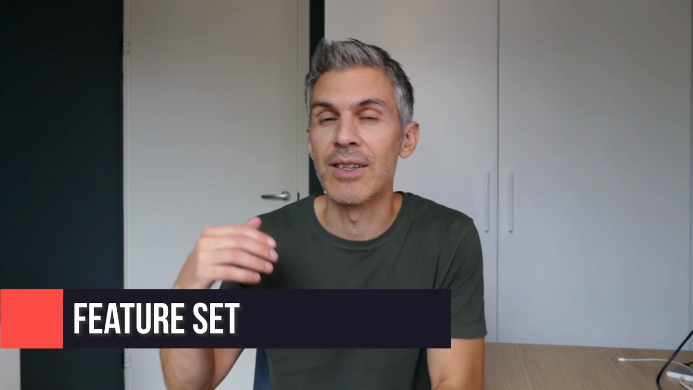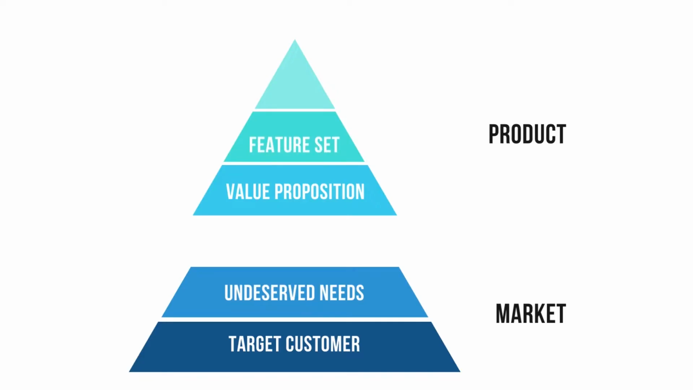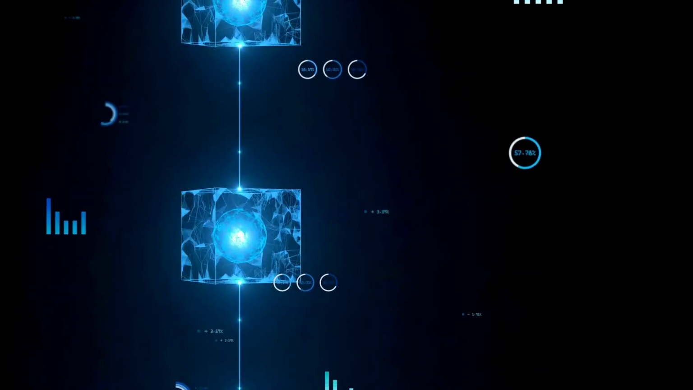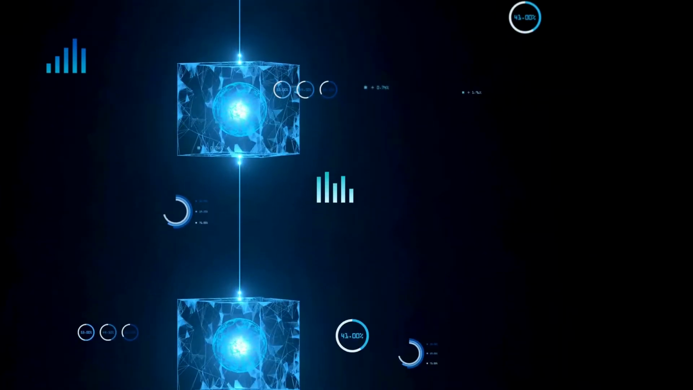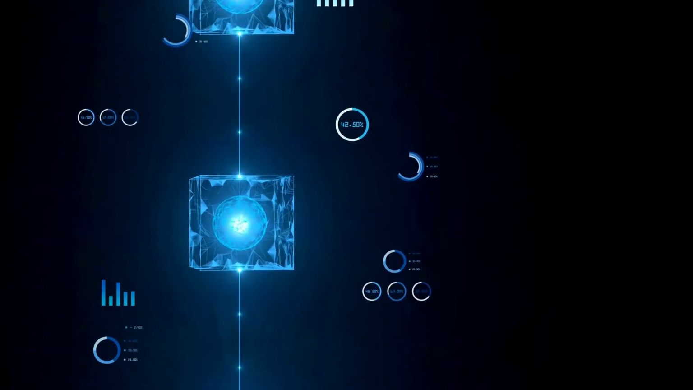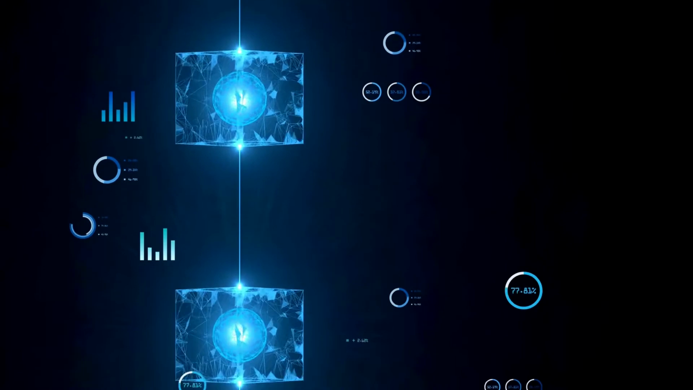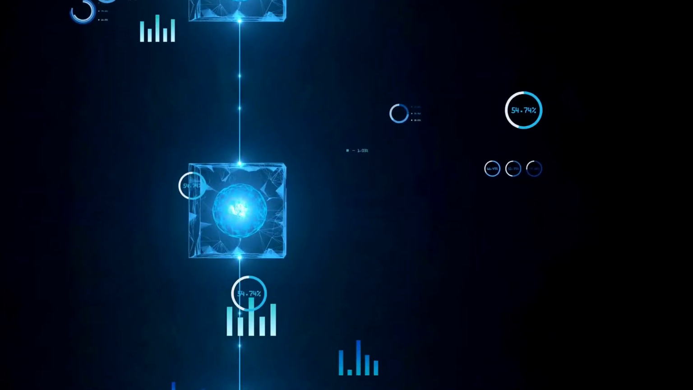And because Dan Olsen also loves the Lean Startup, he also talks a lot about MVP. So next, he talks about what is the feature set that belongs to your MVP. So what you have to make sure next is that you are able to define the feature set. What are the features that you're going to build to actually provide that value proposition that you have defined for those target customers to solve that underserved need?